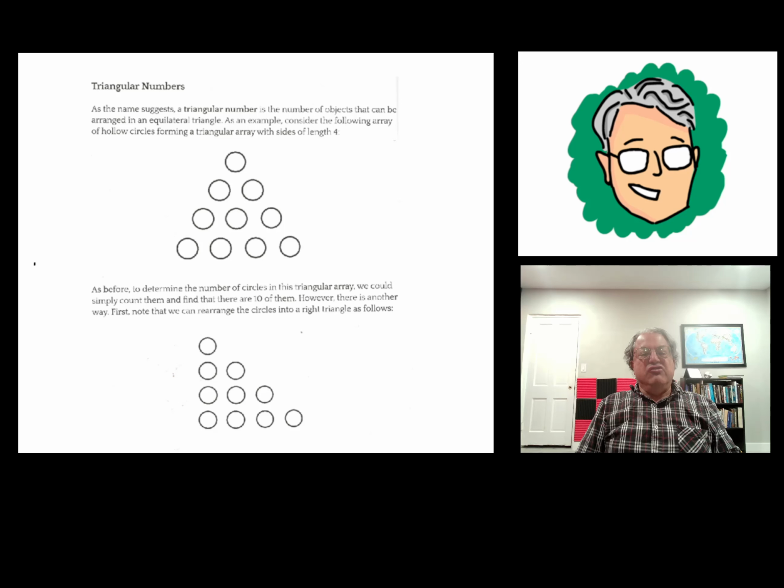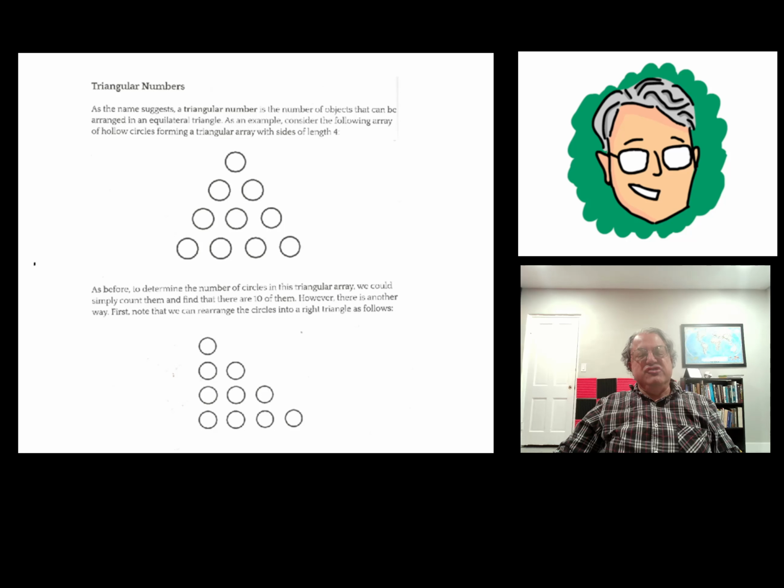It doesn't have to be equilateral, by the way. I usually draw it like that. But when you have a triangle whose sides are length 4, you want to know how many objects you have in that triangular array. And coming up with a formula for this is more complicated than for a square. For a square, which is a special type of rectangle, you just multiply the length by the width. But you can't do that for a triangle. So what can you do?